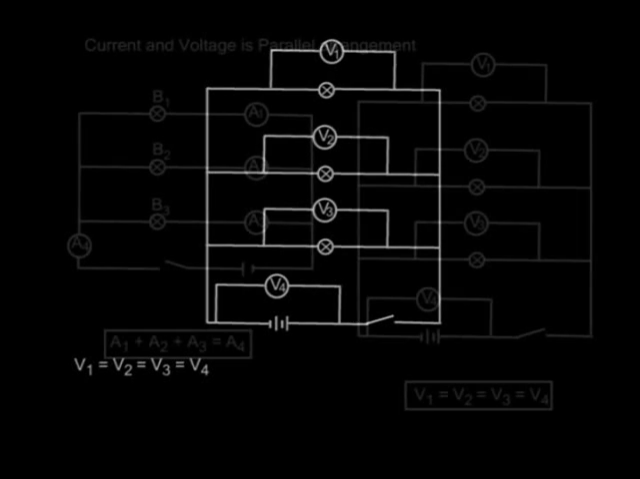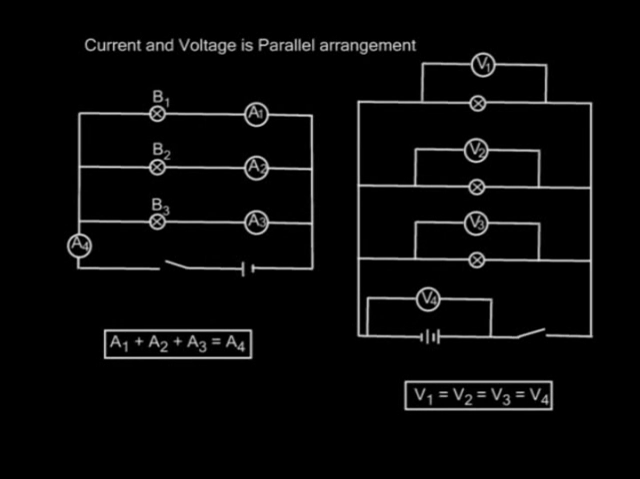In conclusion, when components are connected in parallel, one, the sum of the currents in the branches is equal to the total current. Thus, the total current flowing into a junction equals the total current flowing out. Two, there is equal voltage drop across each of them since their terminals are at the same electric potential.